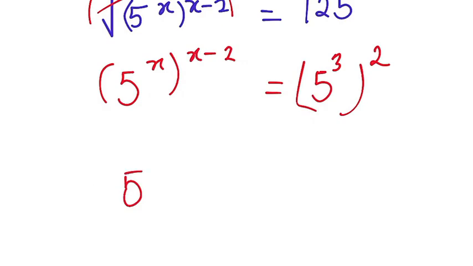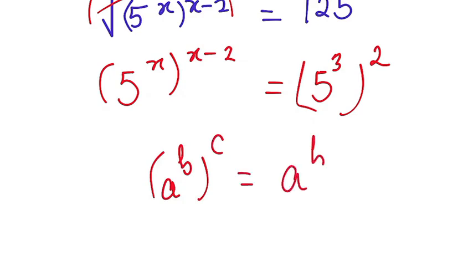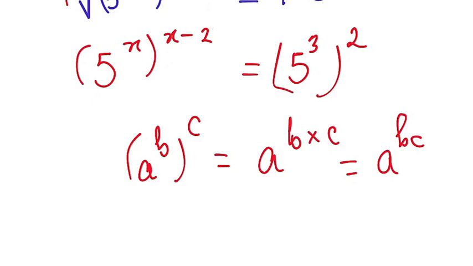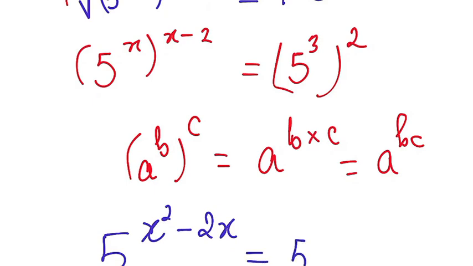Now you see that from the law of indices, whenever you have a to the power of b, then to the power of c, this will be a to the power of b multiplied by c. Then you have a to the power of bc. So the same thing we are going to do. This will multiply this. So I'm going to have 5 to the power of x multiplying x. We have x squared minus 2x, then equals 5 to the power of 3 times 2. We're going to have what? We're going to have 6.